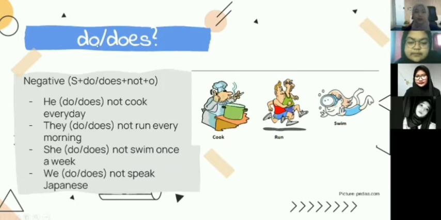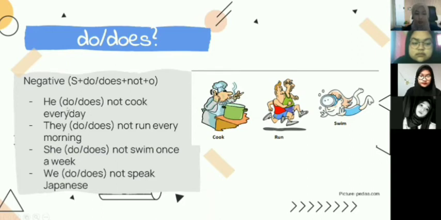So here is a little exercise. Do or does. You need to know the answer. I have three action verbs here: cook, run, and swim. If we turn them into the negative, the sentence would be like: he blank not cook every day.